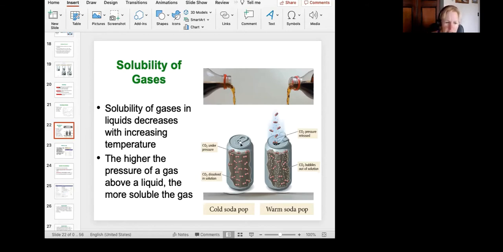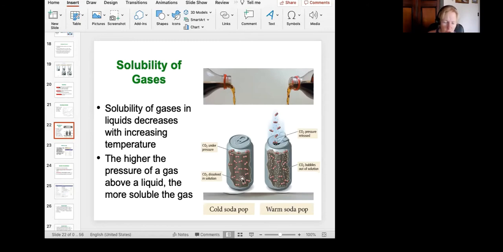And so as long as it's under pressure, meaning that there's a pressure pushing down on the top of that liquid, it's going to keep CO2 in the solution. The minute I open that can and depressurize it, I've reduced the pressure on the surface of that liquid, and carbon dioxide can escape that solution. If I heat it, this process is going to happen even faster.